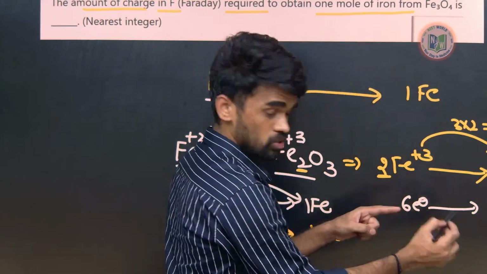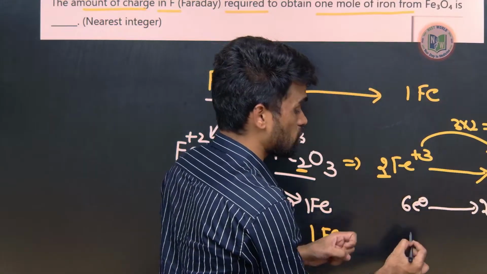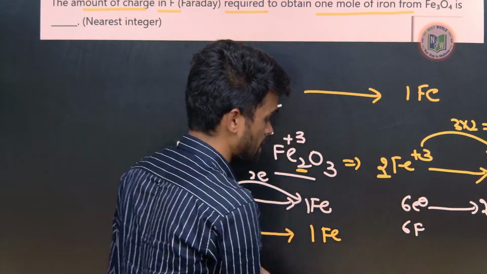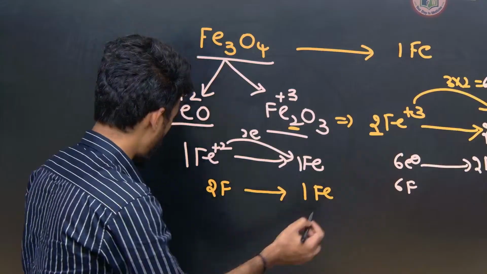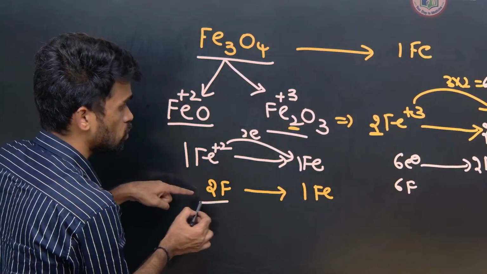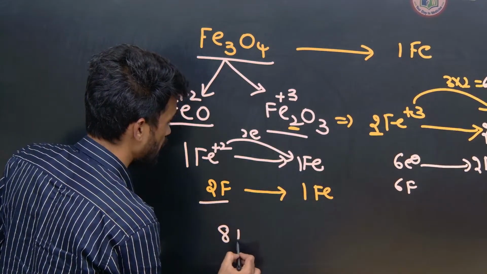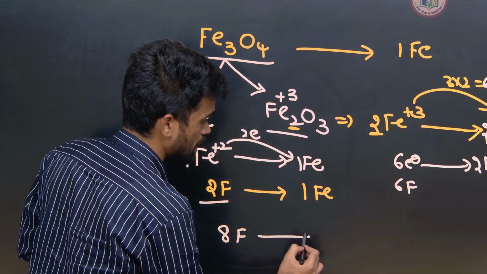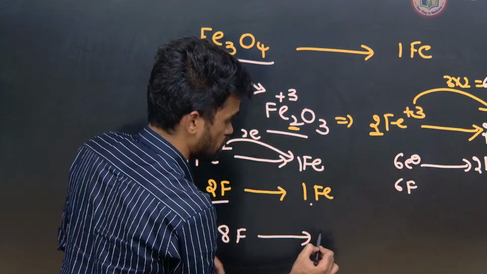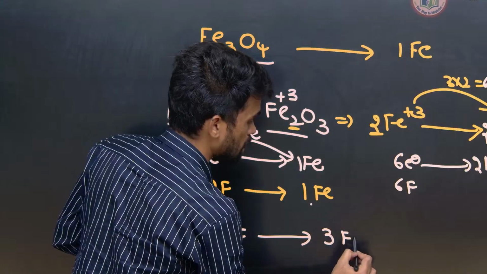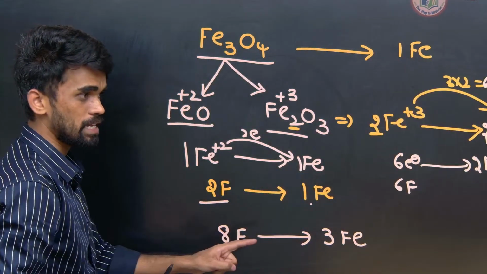So 6 electrons means I can say 6 Faradays, right? So totally how many Faradays are we taking? Here 2, here 2. So 8 Faradays we are taking here in order to deposit here 1 mole, there 2 moles. Total 3 moles of iron. Hope it is also clear up to here.